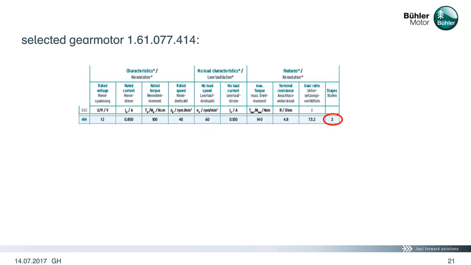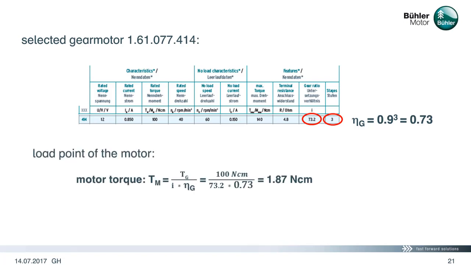From the calculation 0.9 to the power of number of stages, we calculate a gearbox efficiency of 0.9 to the power of 3, which is 0.73 or 73%. The gearbox has a gear ratio of 73.2. The calculated load point of the motor therefore is: motor torque T sub m = T sub g divided by I divided by eta sub g, and this leads to a motor torque of 1.87 Newton centimeters.